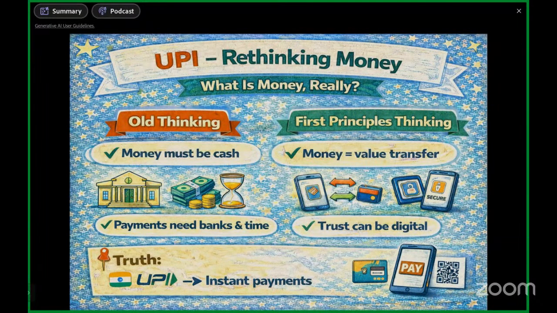It all came because of asking why, because of first principle thinking, because of removing all the assumptions, removing all the biases that money must be cash, money payment takes time, I have to put it in the bank. They removed all the assumptions, asked why, and then that is how a new innovation came.